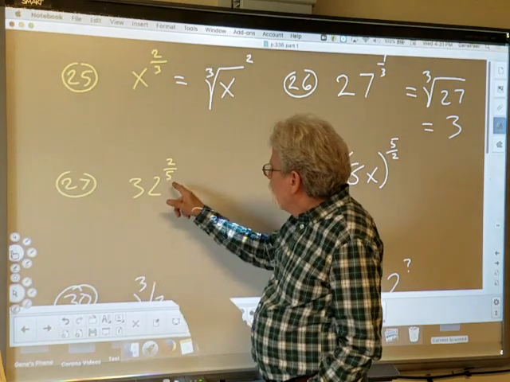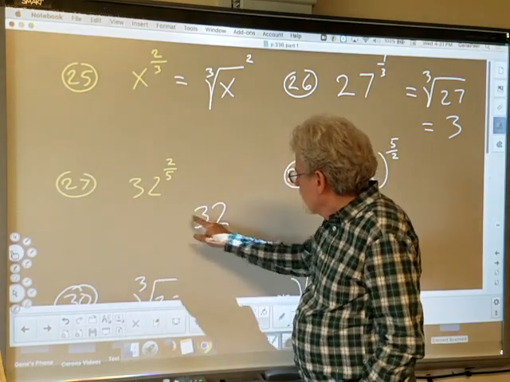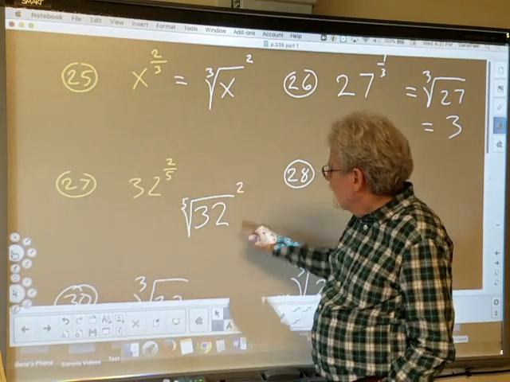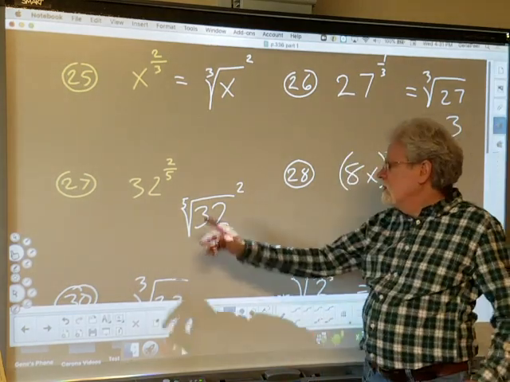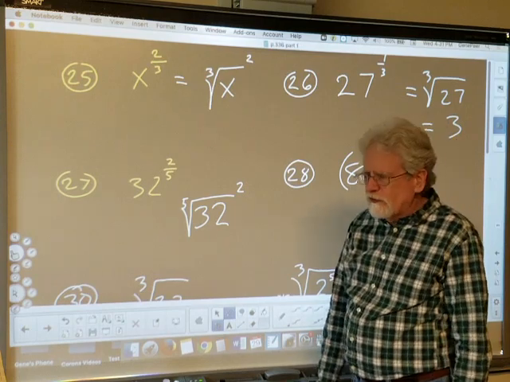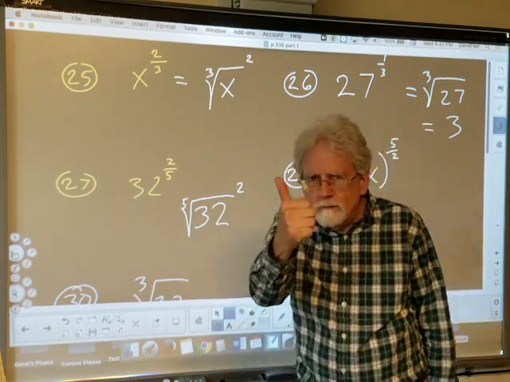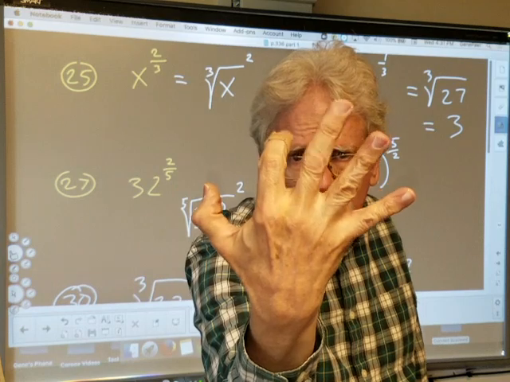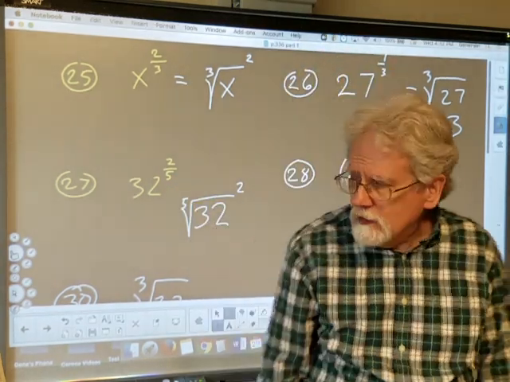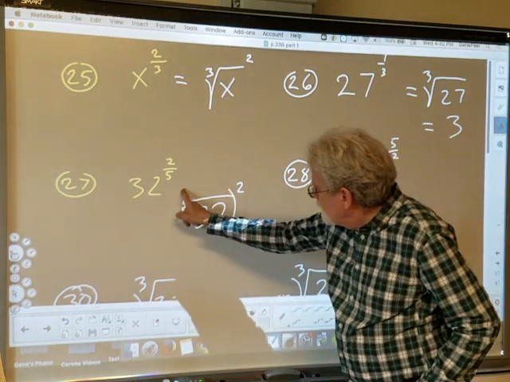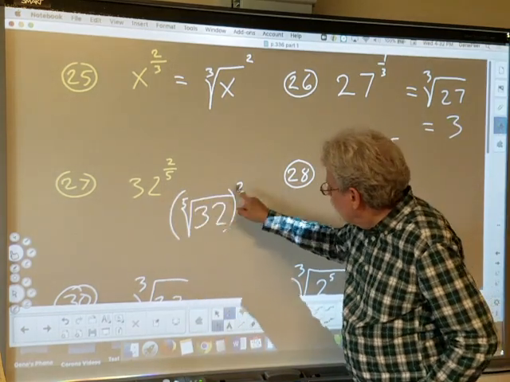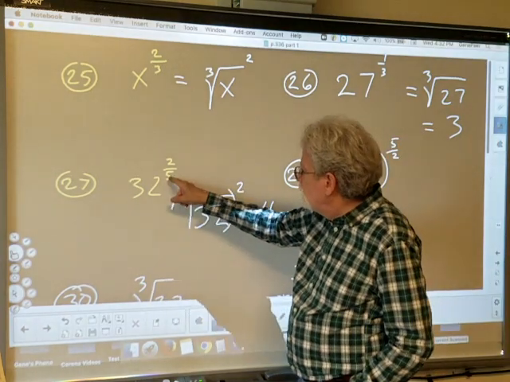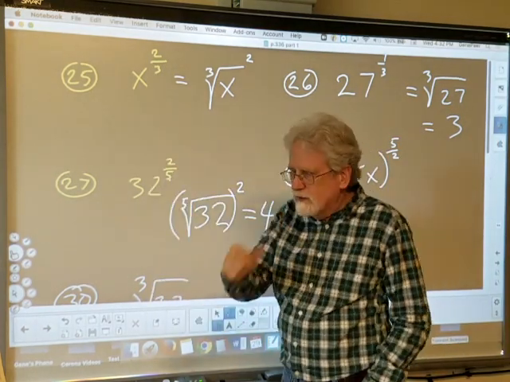What does a 2/5 power mean? The denominator becomes the index. The numerator becomes the exponent. Now wait just a moment. Don't we know the fifth root of 32? Yes, we do. Get used to it. The fifth root of 32 is 2, because 2 times 2 times 2 times 2 times 2, count them, 1, 2, 3, 4, 5, 2 to the fifth power is 32. So this part becomes 2, but then we have 2 squared is 4. Now you can get that straight from here. You look at it and say, oh, I know the fifth root of 32 is 2, then 2 squared is 4.